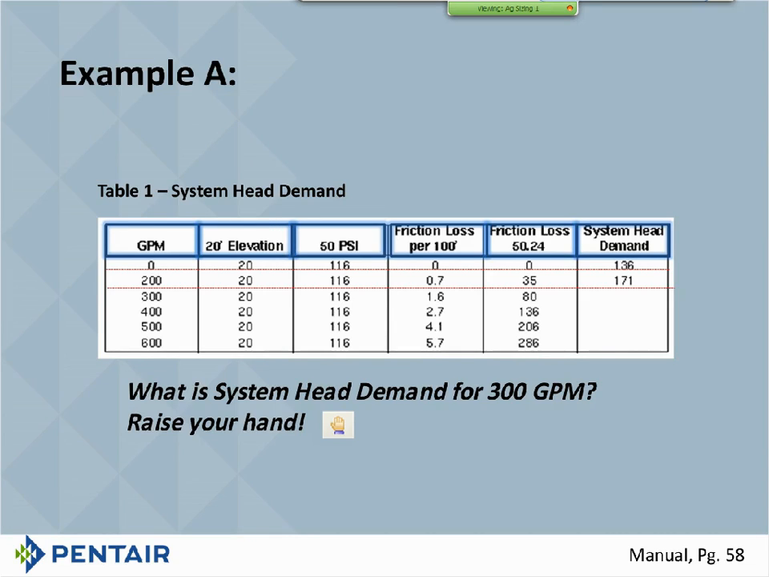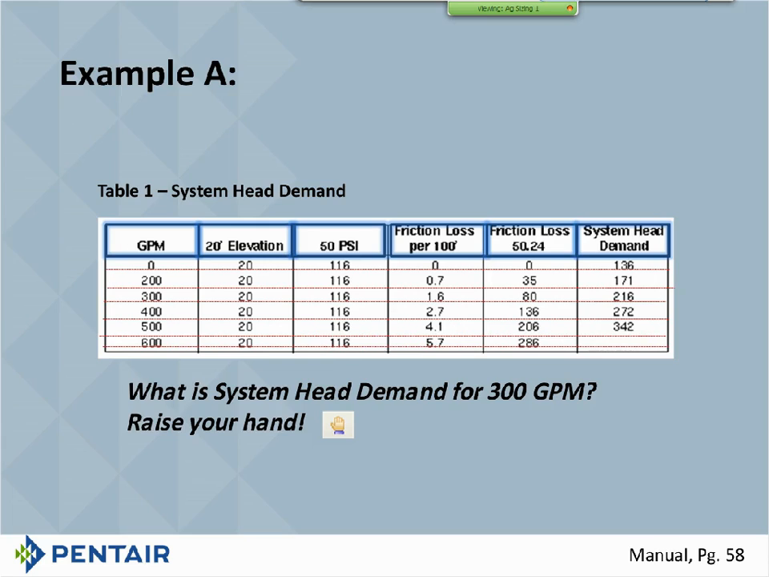It's real simple. All you have to do is take the total friction loss and add it to 136, and that gives you your total head. In this case, it's 216. At 400 gallons a minute, we're going to be at 272. At 500 gallons a minute, we're going to be at 342. And at 600 gallons a minute, we're going to be at 422. So you can see that all we're doing is taking the total friction loss and adding it to that head that's going to be there no matter what. The head that's going to be there no matter what is our elevation and our system pressure requirement.